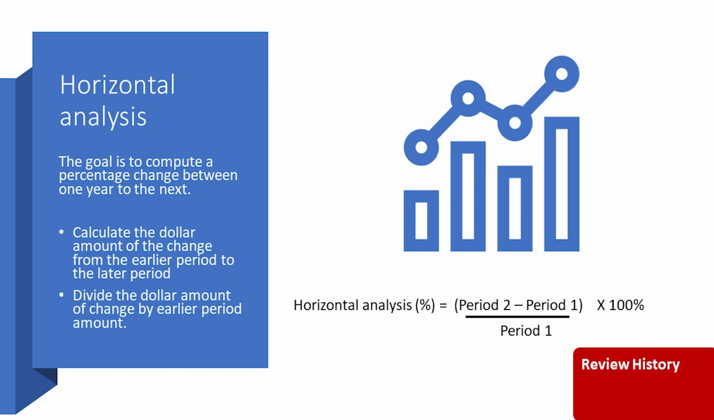It's a simple formula. I take what they call period 2 minus period 1 divided by period 1. So period 2 in this case would be revenues from 2022 minus the revenues from 2021 divided by 2021. That's going to give me a decimal number.